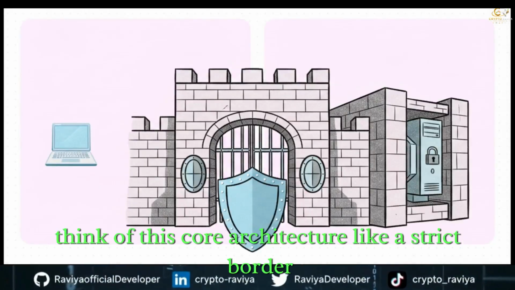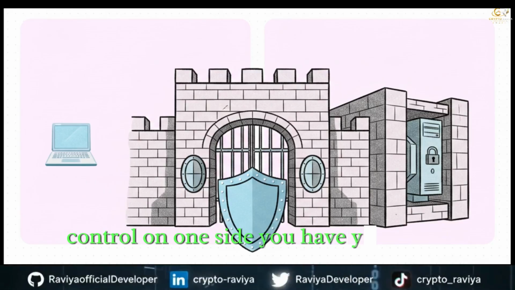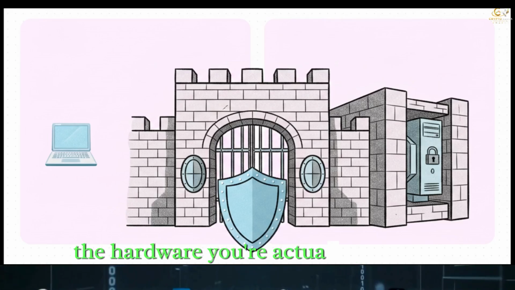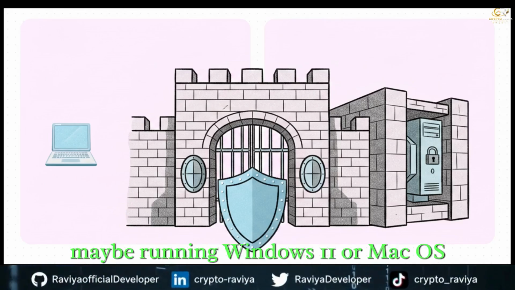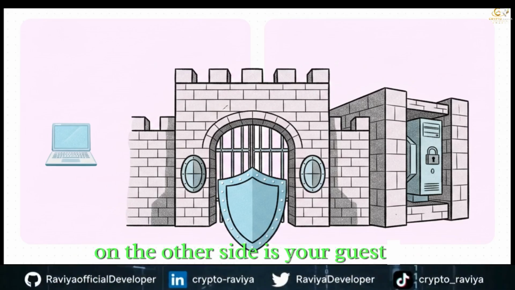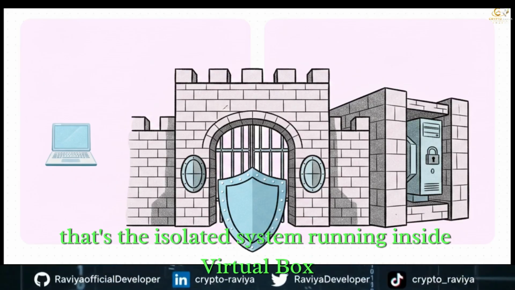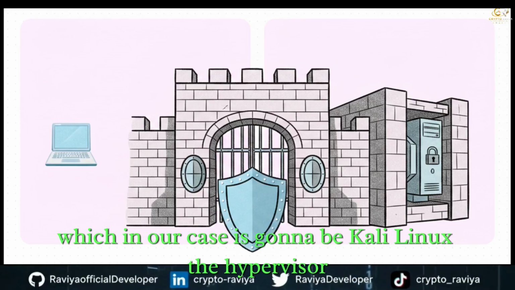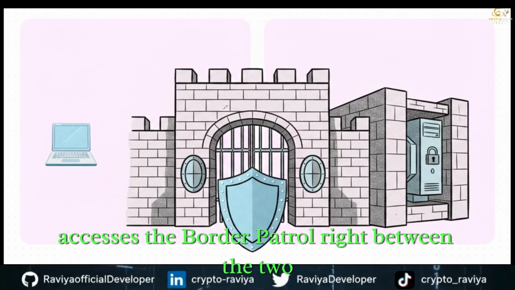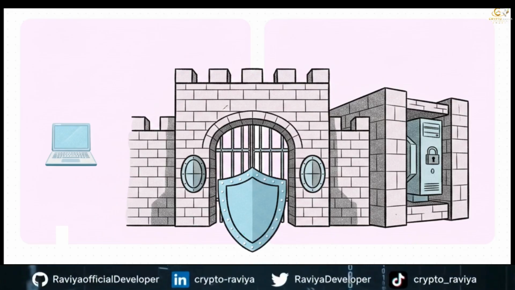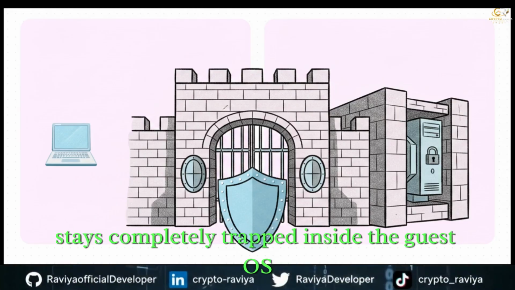Think of this core architecture like a strict border control. On one side, you have your host OS. This is your everyday computer, the hardware you're actually touching, maybe running Windows 11 or Mac OS. On the other side is your guest OS. That's the isolated system running inside VirtualBox, which in our case is going to be Kali Linux. The hypervisor acts as the border patrol right between the two, making absolute sure that whatever happens in the guest OS stays completely trapped inside the guest OS.